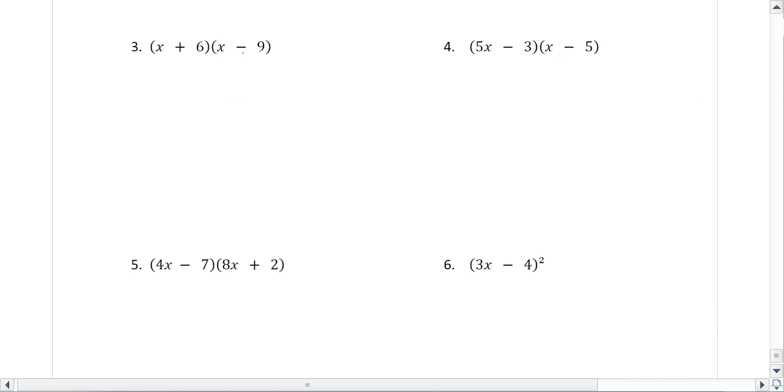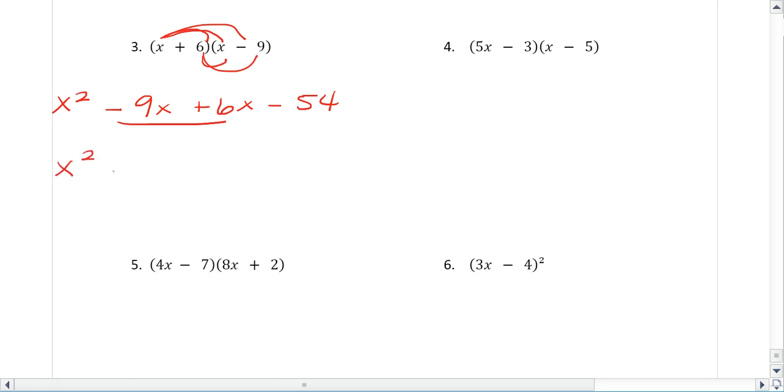In example 3, the negative sign is in the last binomial. So we just got to get used to that. So first times first, whoops, I kind of missed with that. There is x squared. Outer product is negative 9x. Inner product, positive 6x. Last times last is negative 54. Once again, combine your middle terms, and this trinomial is your answer.